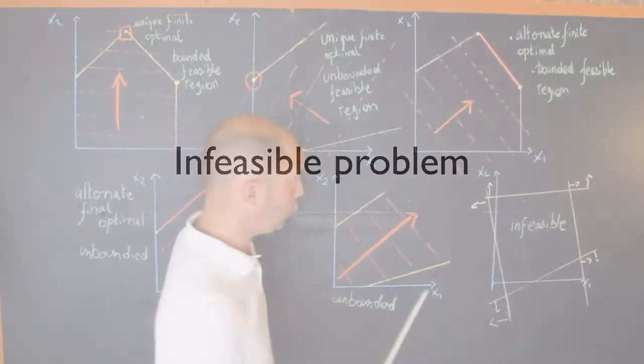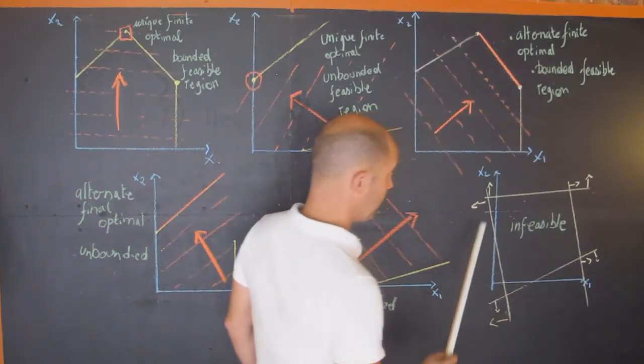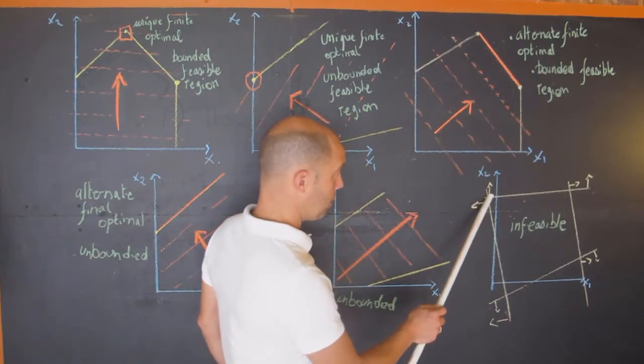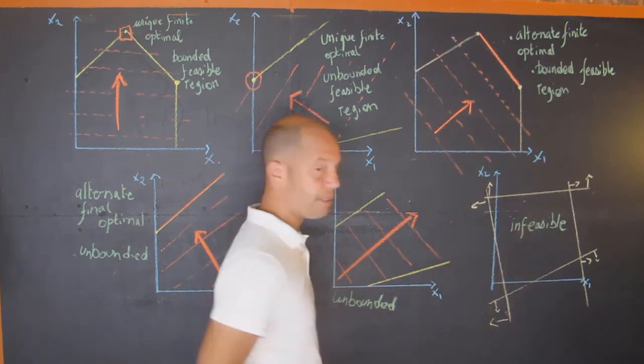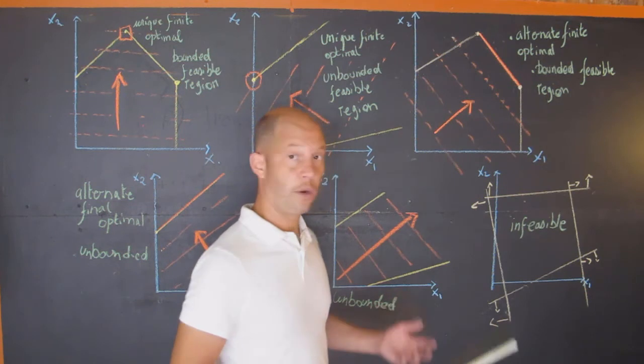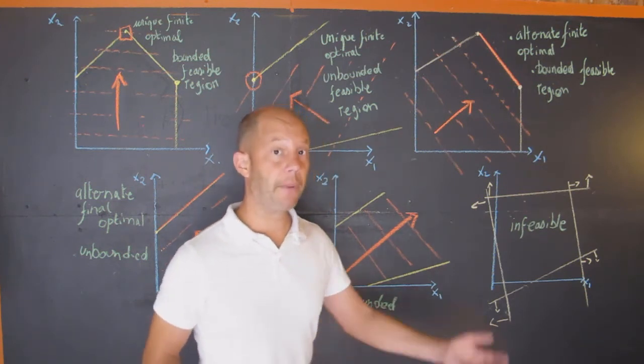Last example, and that one is also quite common. You map the different constraints, but if you look at the constraints, the feasible region is outside here, feasible outside. So there is not any feasible region, and so the problem is infeasible. This will happen every now and then.